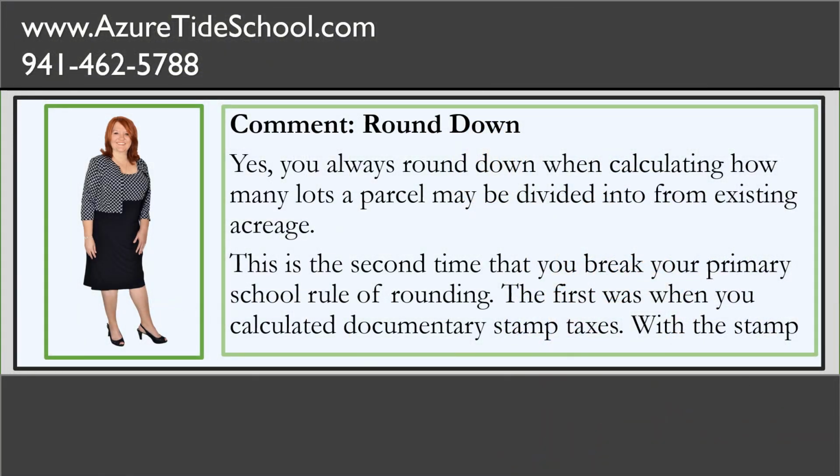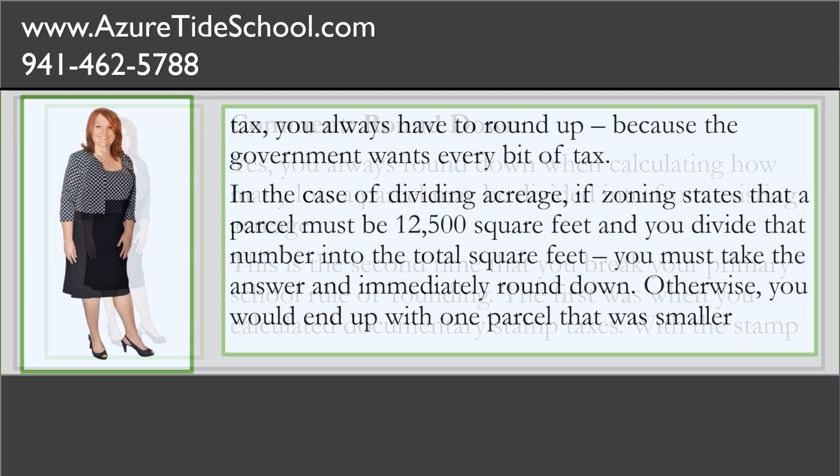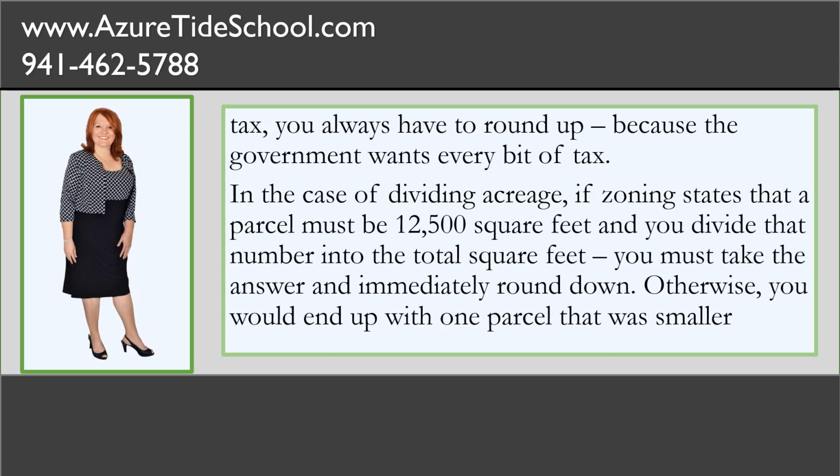Rounding down. Yes, you always round down when calculating how many lots a parcel may be divided into from an existing acreage. This is the second time that you break from your primary school rules about rounding. The first was when you calculated documentary stamp taxes. With the stamp tax, you always have to round up because the government wants every bit of extra tax.